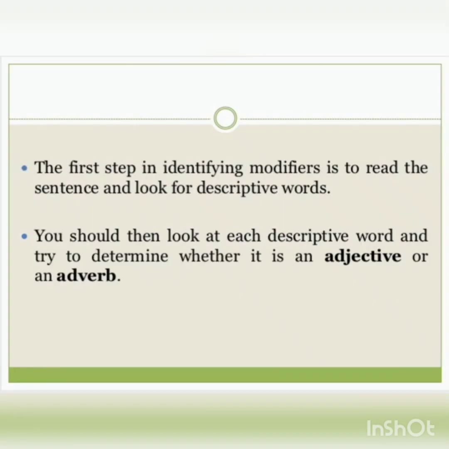The first step in identifying a modifier is to read the sentence and look for descriptive words. You should then look at each descriptive word and try to determine whether it is an adjective or an adverb. We first need to decide whether the word is an adjective or an adverb, then we determine the modifier.